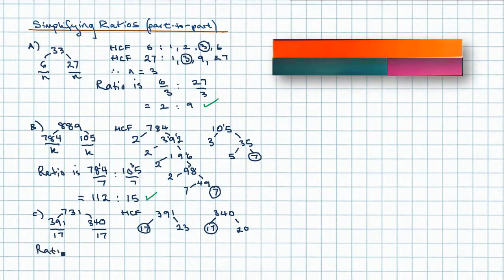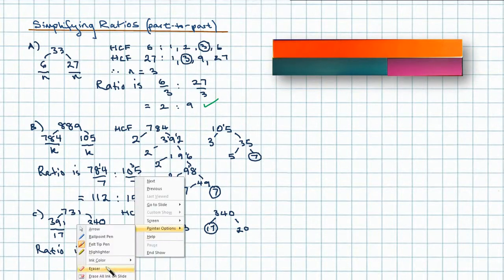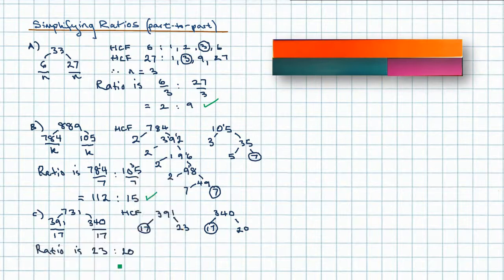All I've got to do is divide 17 into 391, or 17 into 39, we've already worked out, is 23. And 17 into 340, we've already worked out, is 20. Again, as a last minute check, I'm going to just look at these numbers and make sure they don't break down any further. So I can't think of any number that would go into 23, because I know 23 is a prime number. So I'm going to say that ratio is correct in its simplified form.